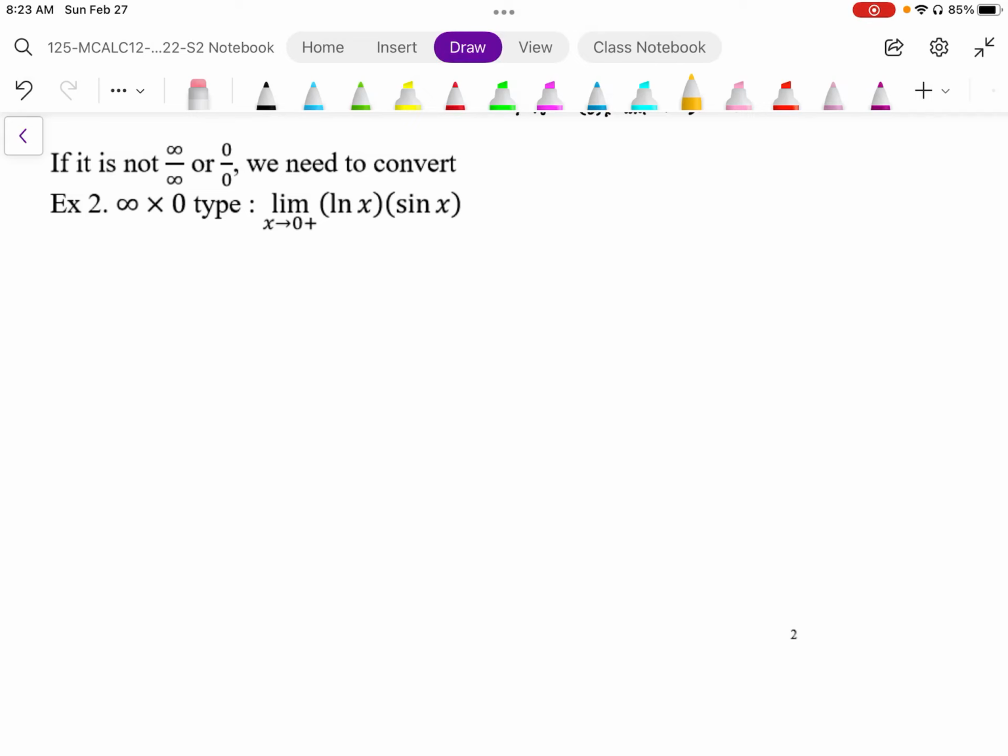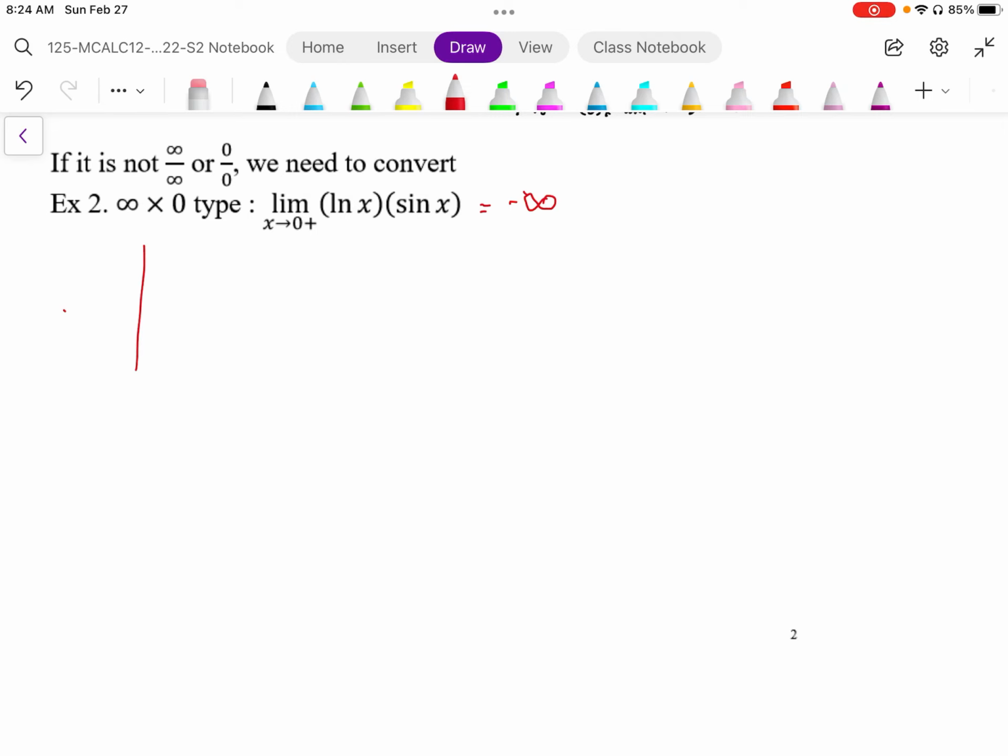We have to remember that if the form is not in the infinity over infinity form or 0 over 0 form, we need to convert it into that form. So in this example, we have infinity times 0. If we plug it in, we get log of 0 from the positive side. That's going to be negative infinity.